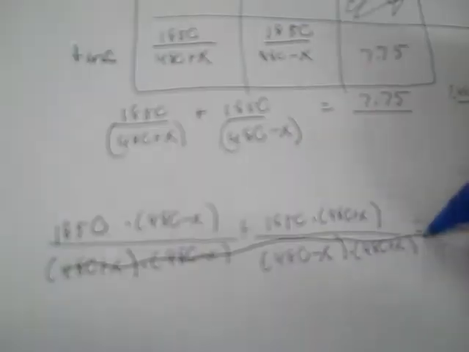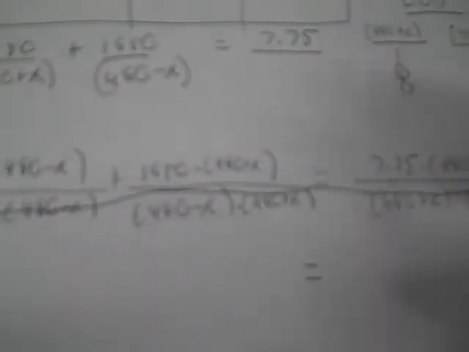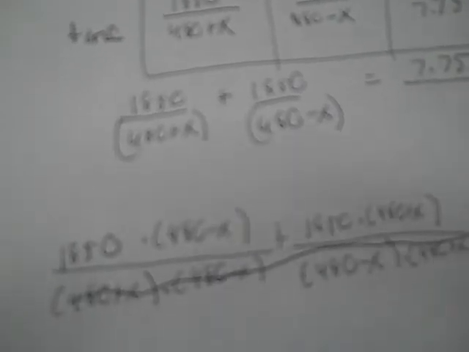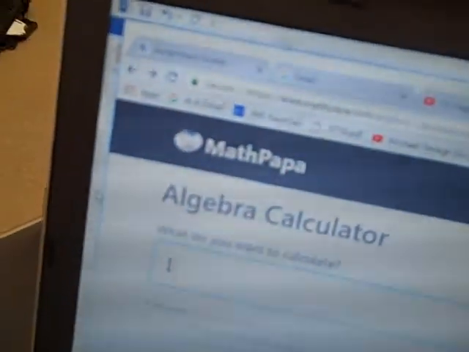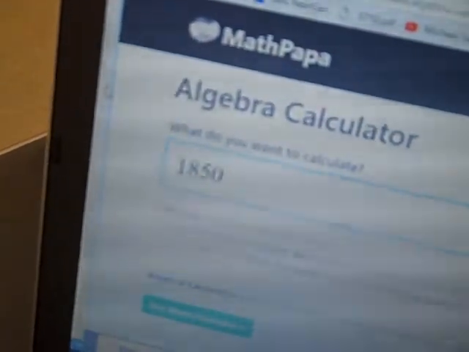Forget about the bottoms now, and now is where you really need the Math Papa calculator, because this is going to be really confusing if I have to multiply, then add like terms, and it's really going to be crappy multiplication here. So I'm going to enter this side of the equation in. So I'm going to have 1,850 times shift 8, and then we're going to have 480 minus x, parentheses 480 minus x, close that.